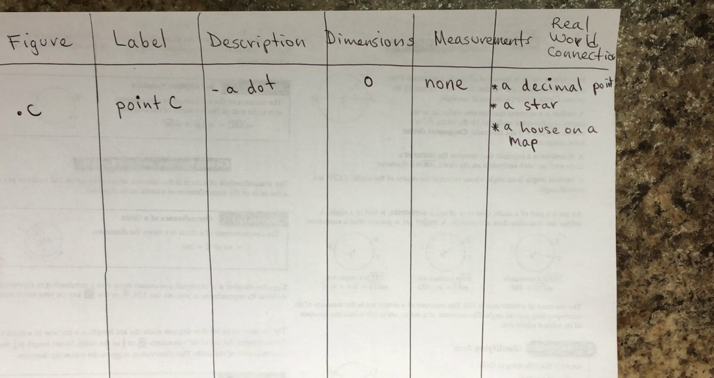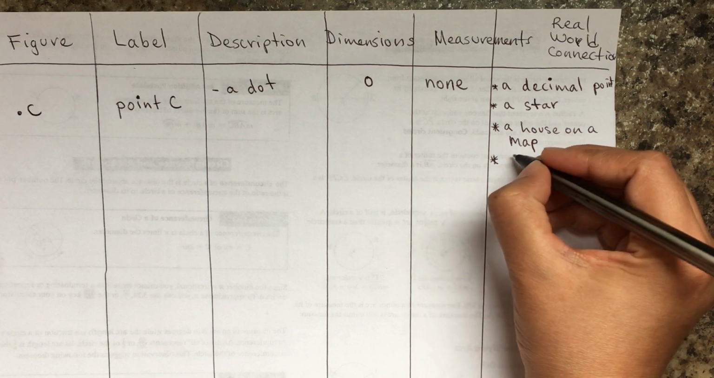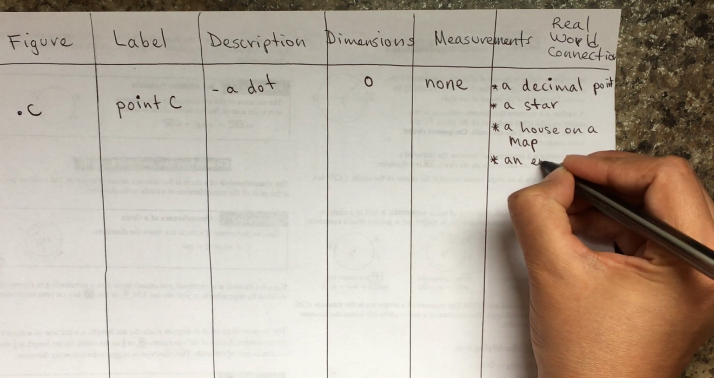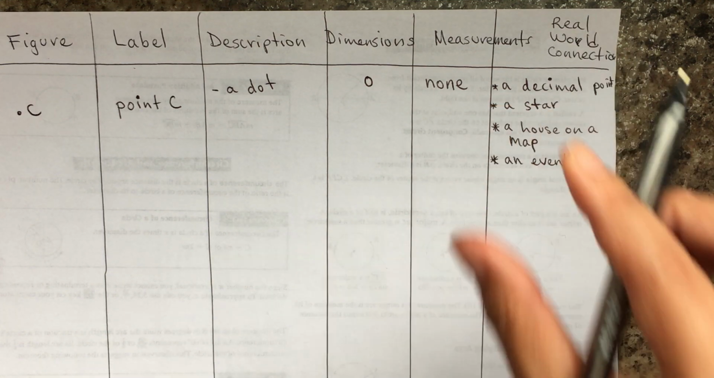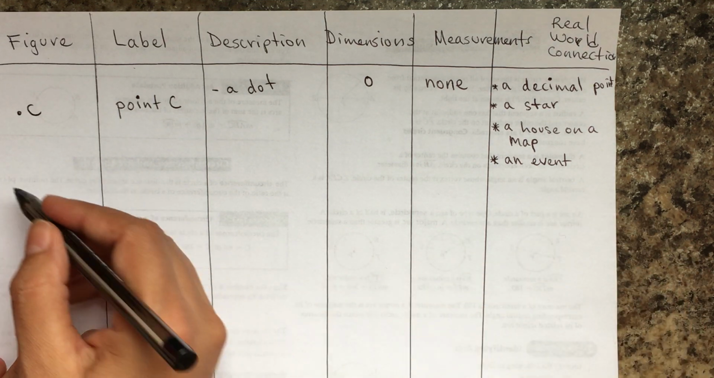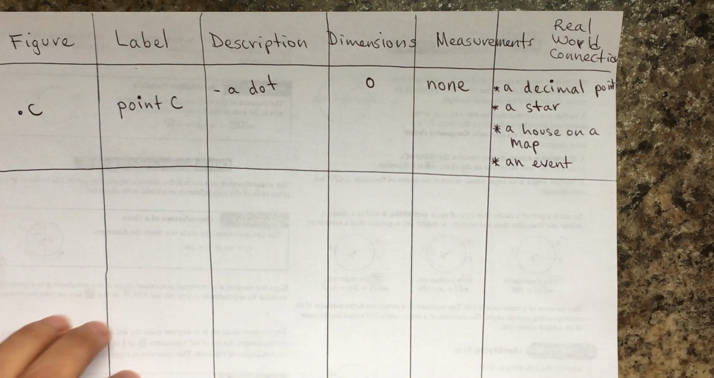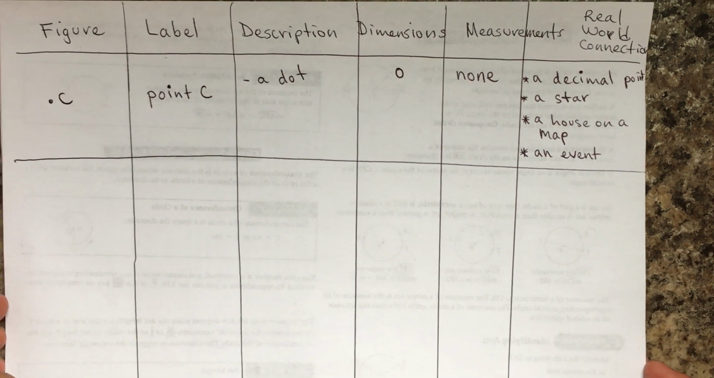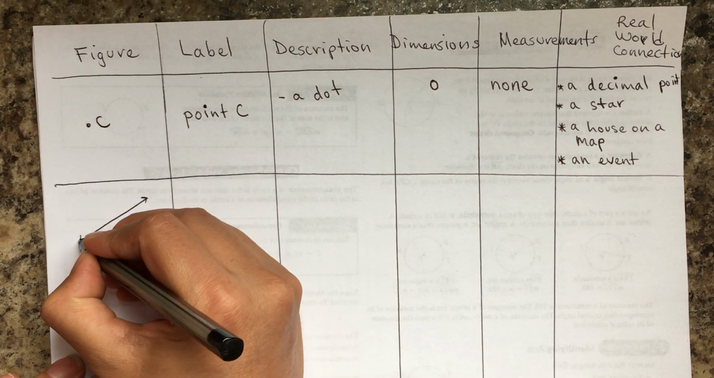And they also said the beginning of something. Like if you think of it in a very different way, like an event. An event in time, like when that moment happens, that's a point. The next figure that we're going to learn about is this figure right here.